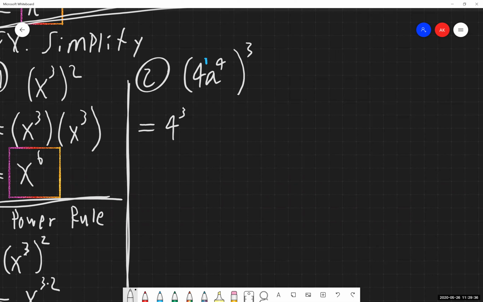I have a to the fourth raised to the third. Again, whenever I'm raising an exponent to a power, the powers are going to multiply together. So I'm going to get 4 times 3. Our next line of work, 4 to the third power, I believe that's going to give us 64. You can use your calculator for that if you need to. And then 4 times 3 for the exponent of a is going to give me 12. And I have the answer there.